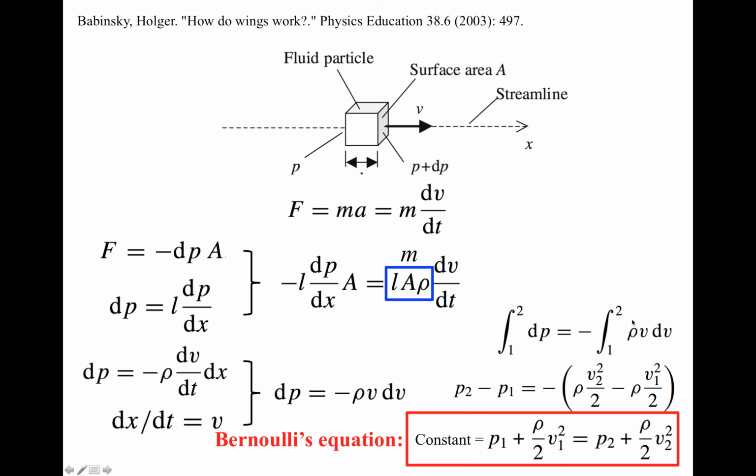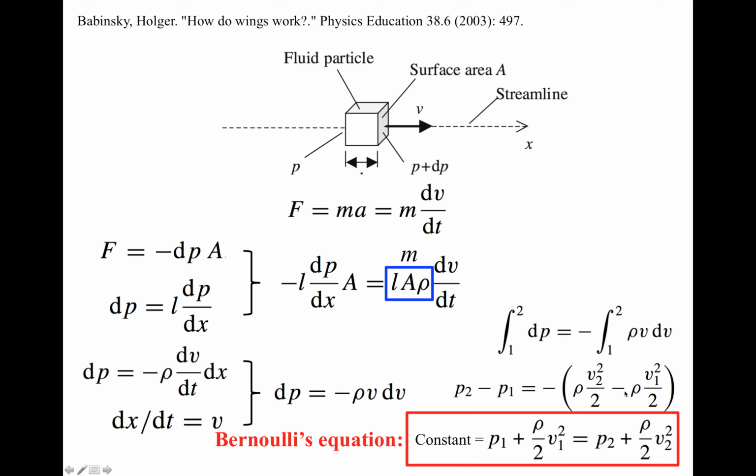So we can take the density out of the integral, right? And then it's just v dv, which goes from 1 to 2. And this integral can be calculated quite easily, right? The integral of v dv is just v squared divided by 2. And because it's between point 1 and point 2, it's rho times v2 squared divided by 2, subtract rho times v1 squared divided by 2, right?